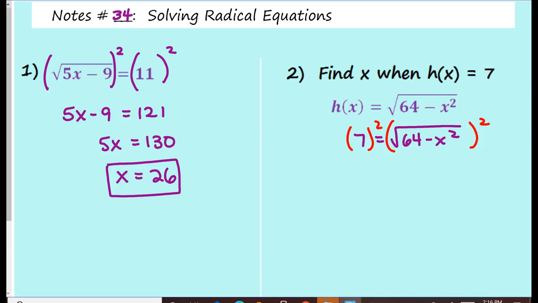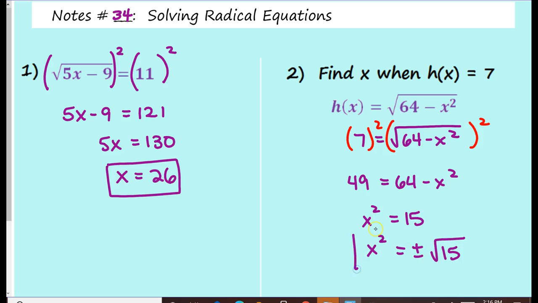and that gives us 49 equals 64 minus x squared. I'm going to add x squared to both sides and subtract 49 from both sides. That gives me 15, right? 64, my brain does not want to add and subtract right now. Okay, and then we're going to square root. So we have plus or minus square root 15. Whoops, look at that. Let me make that an x. Okay, there we go.